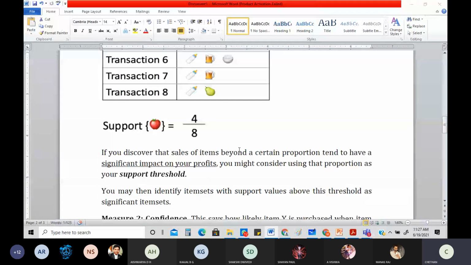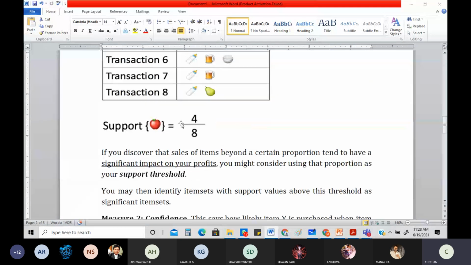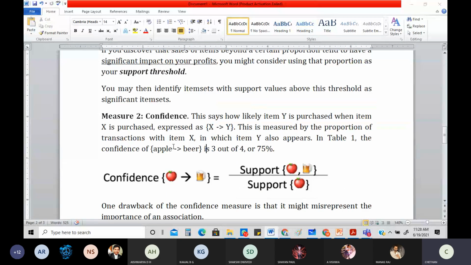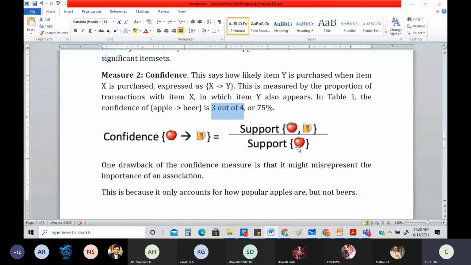If you do that, what do you get? Support is equal to support of both things together divided by the support of the antecedent. Just now you got it there. So what did you get? 3 out of 4. How did you get a support of 4? You can see very clearly, if you take only apples, you got 4. So that is written here, 3 out of 4. What is 3 out of 4? 75%.